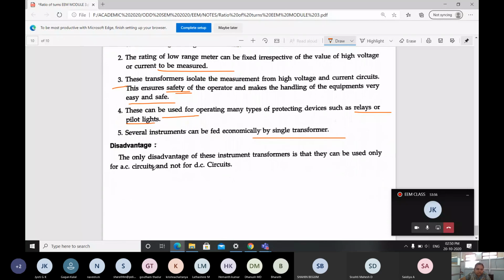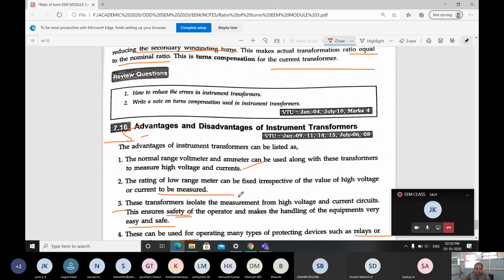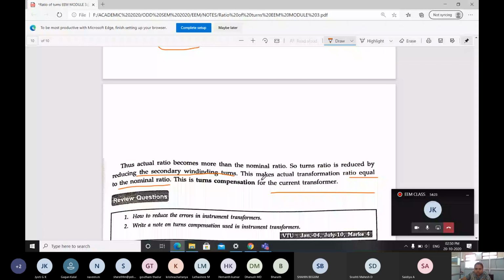And one disadvantage of these instrument transformers is that they can be used only for AC circuits. They are not going to be used for DC circuits. That's the main disadvantage of instrument transformers. Only one disadvantage of the IT. Okay, these are the things about today's class.